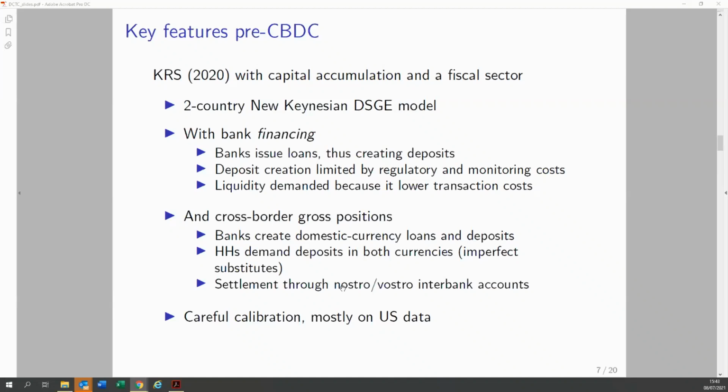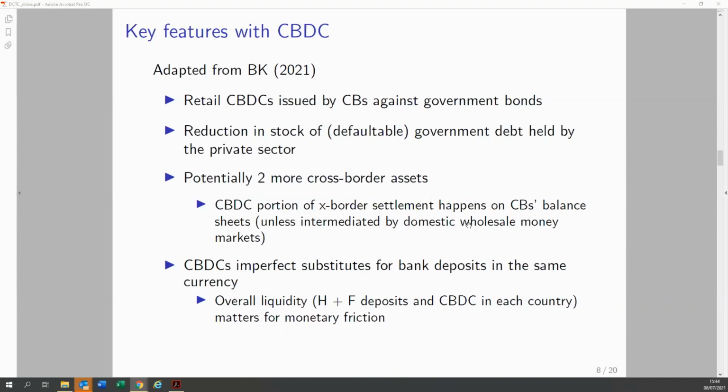And the model is calibrated. It is calibrated very carefully, mostly on US data, and it's a fairly large model to allow for meaningful policy experiments. And once you start adding CBDCs to the model, there are some features that are just an open economy translation of what happens in Bardier and Kumhof. So we have retail CBDCs issued by the central bank against government bonds. Unlike Massimo's paper, the swap here is not that you bring cash to the central bank and get CBDCs instead. What you have to do is post government bonds as collateral, and in exchange for that, you get CBDC.